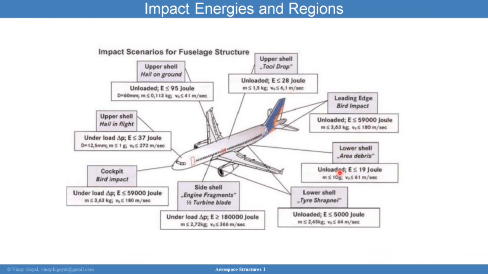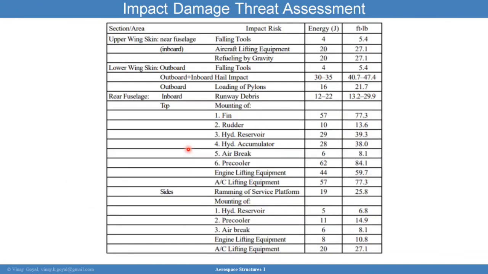And you could have damage into the engines and so forth. So people will characterize these threats in a threat assessment diagram. They determine, okay, in the wing area I expect falling tools with this amount of energy. Lifting equipment, I'm going to have this amount of energy. On the lower wing skin, I could have falling tools or hail impact and things like that. You can characterize the types of threats you could have, and when you're mounting parts, that can also cause impact energies.